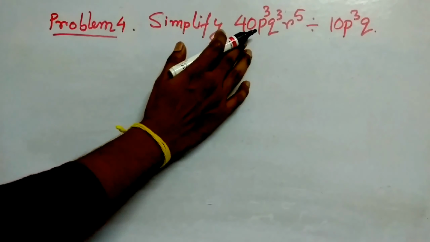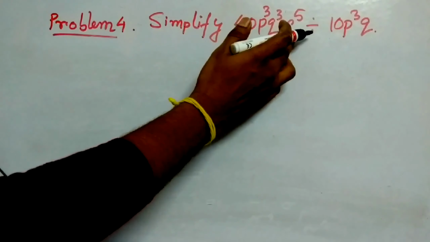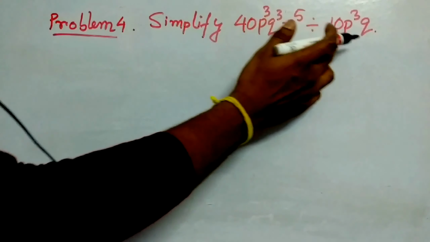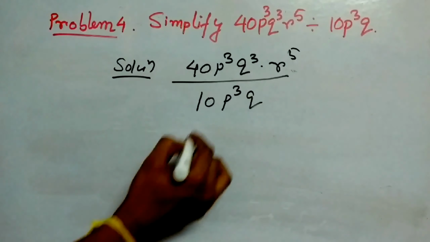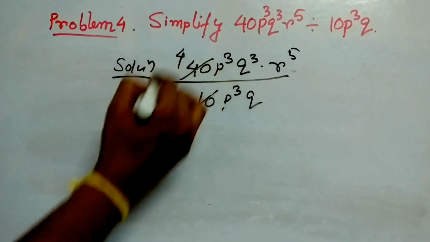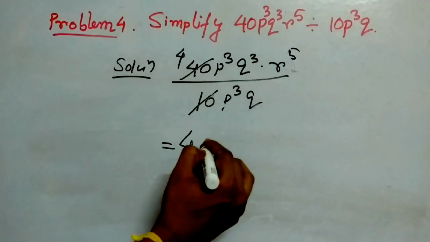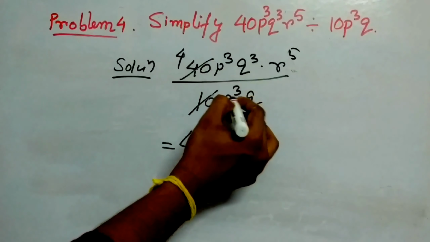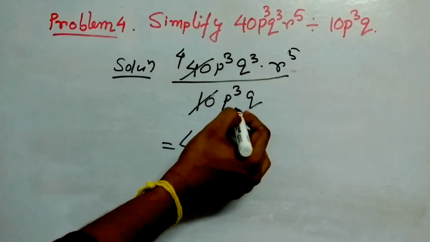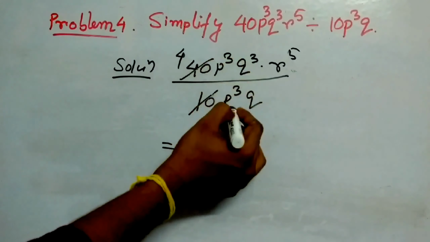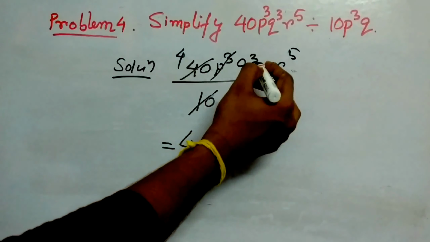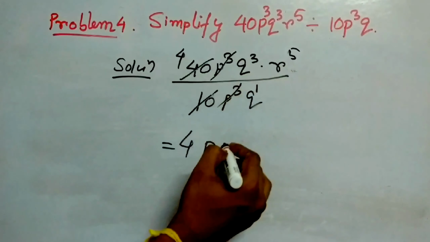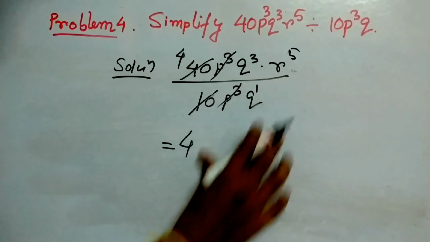Simplify 40p cube q cube r to the power 5 divided by 10p cube q. So this is 10, this is 40, obviously it is 4, let us write 4, and p to the power, this is 3 and this is 3. So this p cube, this is p cube, so this will be cancelled, and this is q cube and this is q to the power 1. So there is nothing to do with p.